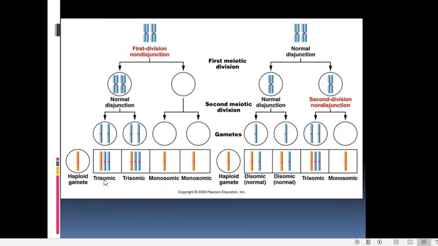Now imagine a condition where fertilization occurs, and this is a normal haploid gamete. This is a normal haploid gamete. If this fertilizes this particular gamete, it will result in a zygote who will be having an extra chromosome. So that condition is called as trisomy.